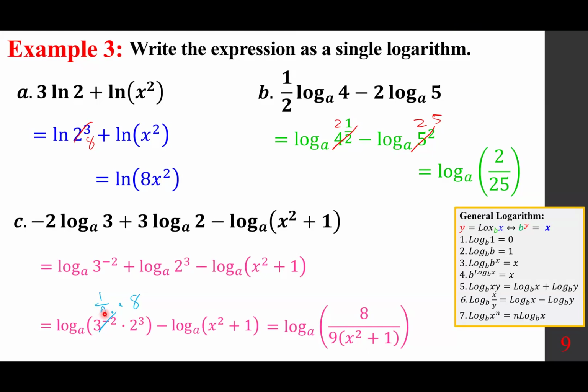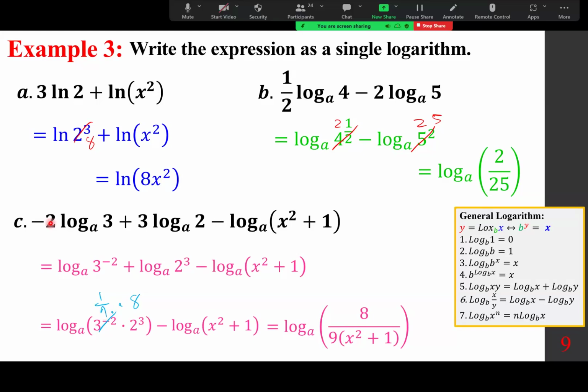The other method that you could use, if you just put the 2 here, you get 9, and combine these 2 into 1 and put it at the bottom. Either way makes no difference. As long as you know how to use the properties, you can use them in any order and how you want. It's absolutely up to you.